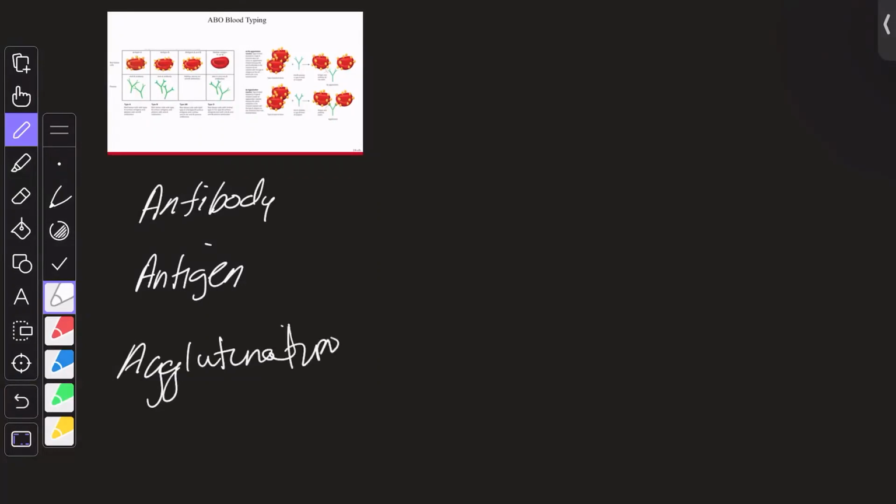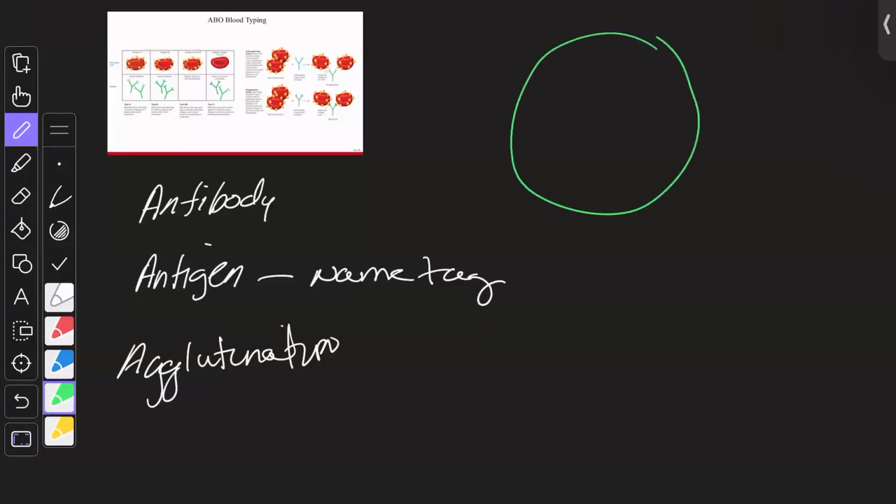All right. Antigen, name tag. Okay, because they're going to come up again, right? Antigens are a big thing in the lymphatic system, in the immune system. Antigens don't mean good or bad. Antigen just identifies, right? So if I have a blood cell, which is of course green because we're all aliens, and on that blood cell, I have antigens.